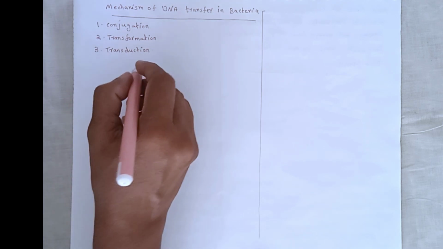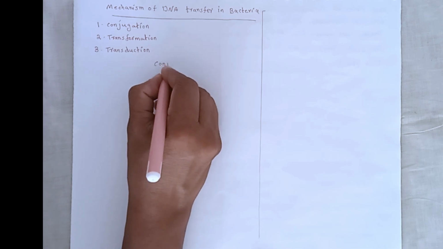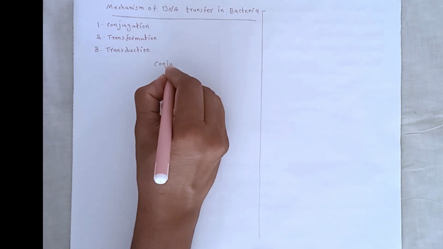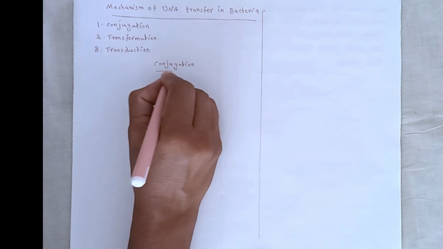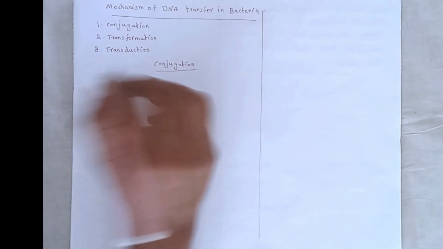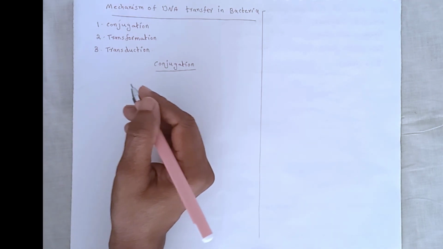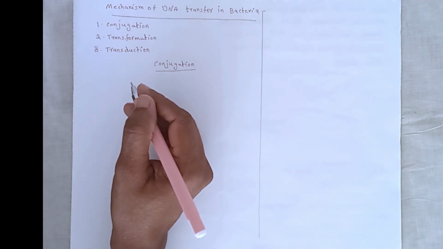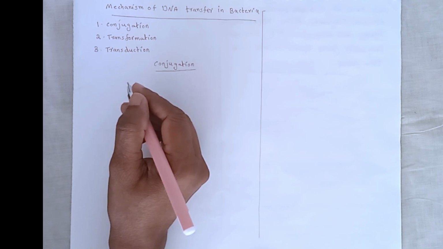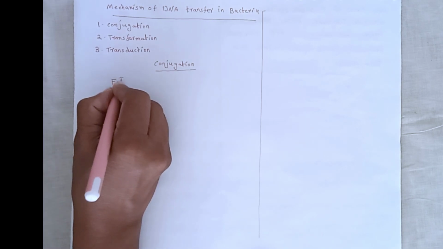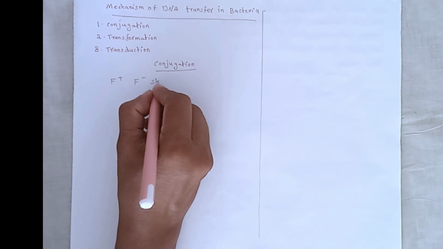First we discuss conjugation. It may be a natural process, natural DNA transfer. In conjugation, there are two strains of bacteria, F plus and F minus bacteria.